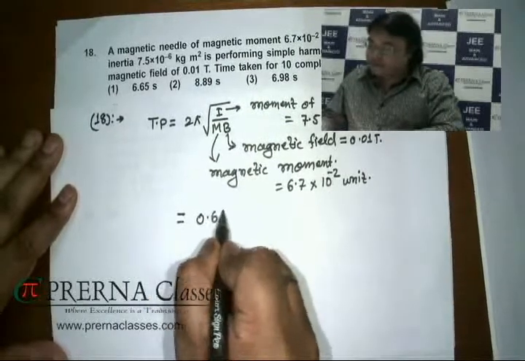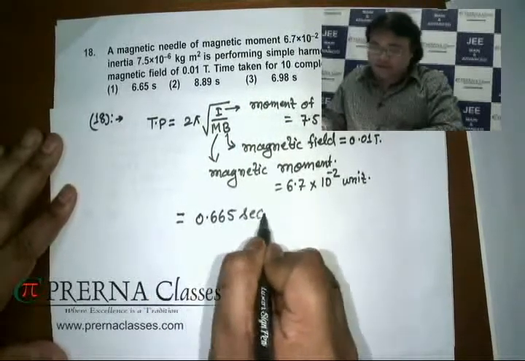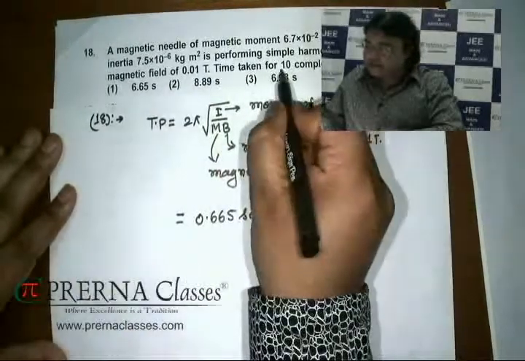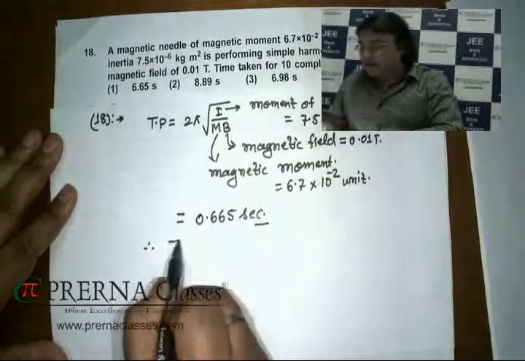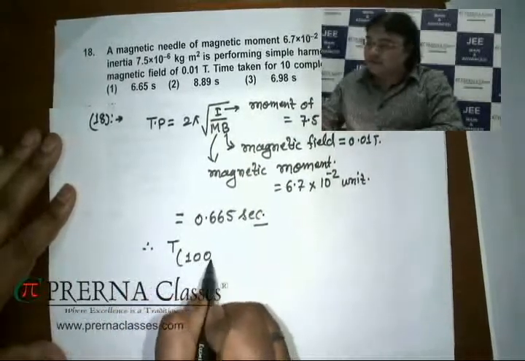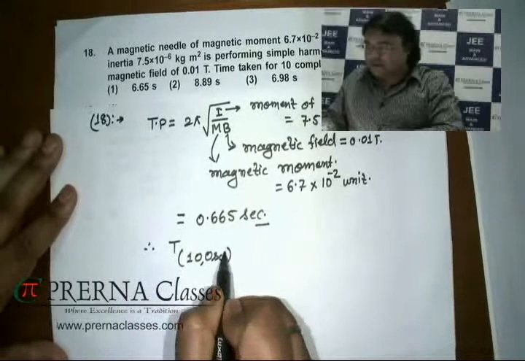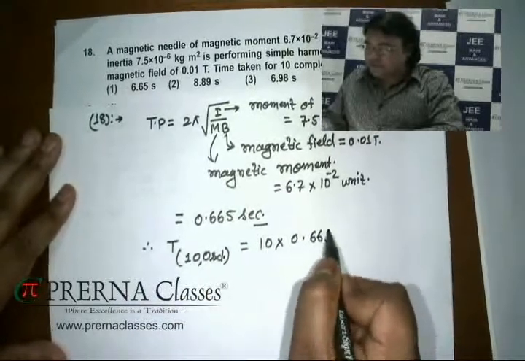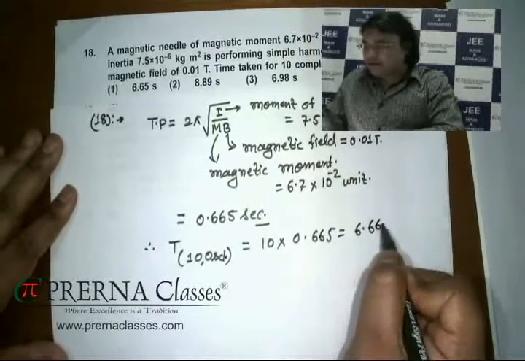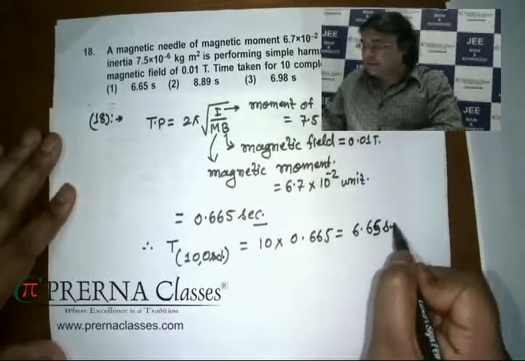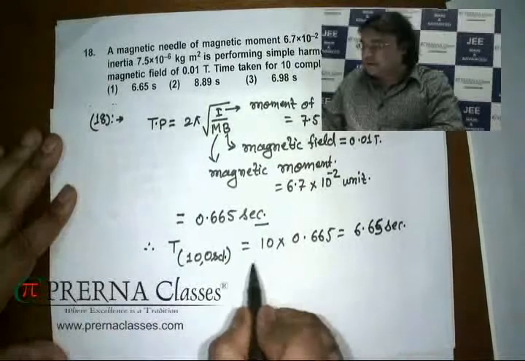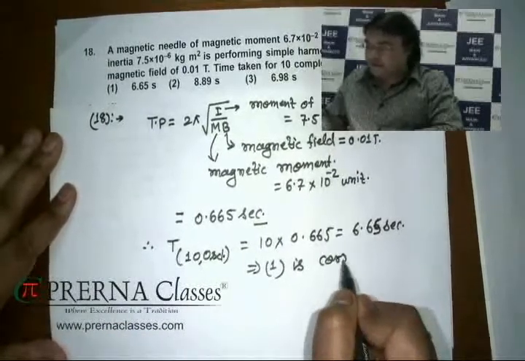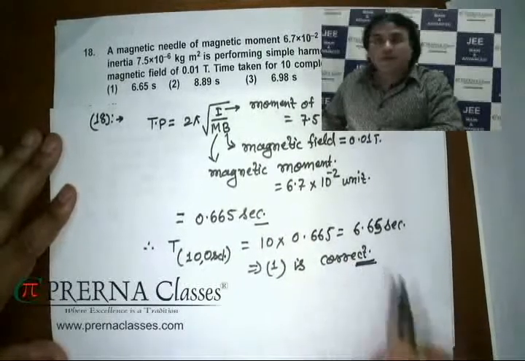If we substitute the values here, it comes to 0.665 second. Okay, but it is only for one oscillation, so what will be the answer for 10 oscillations? So the time for 10 oscillations comes to 10 into 0.665, so it comes to 6.65 second. So that implies the correct option is 1. That means 1 is correct.